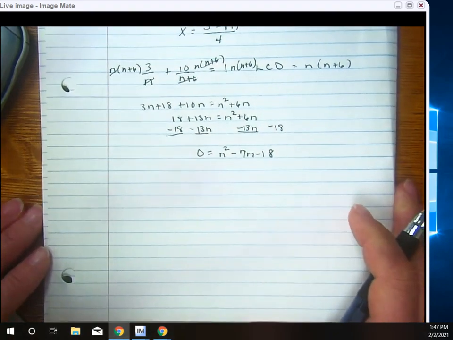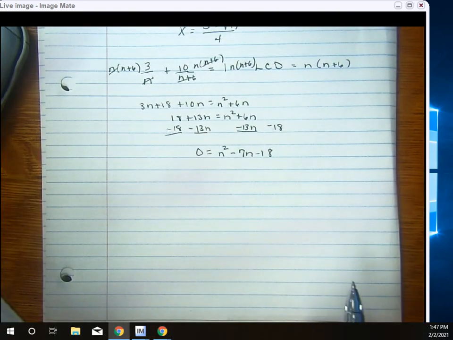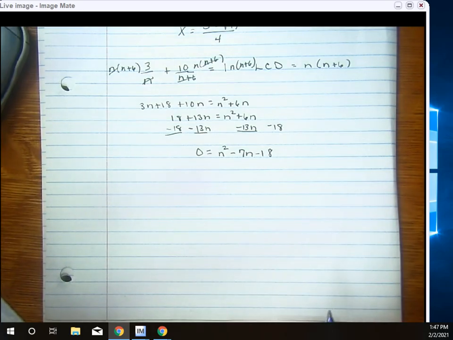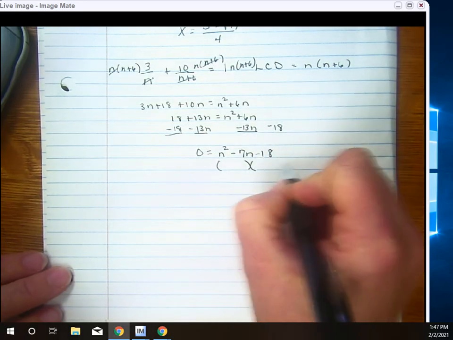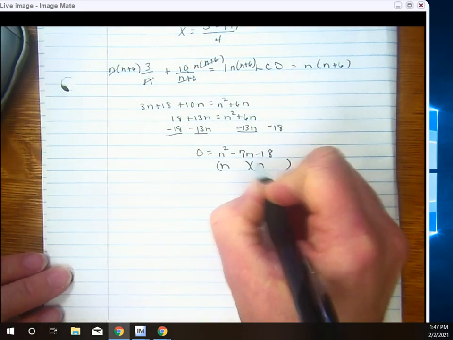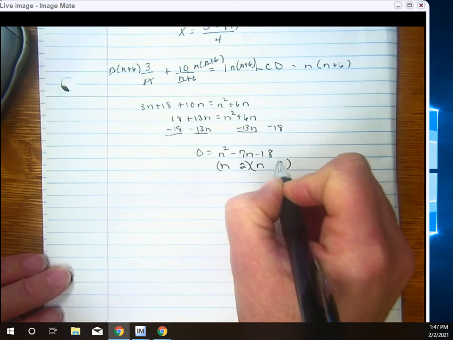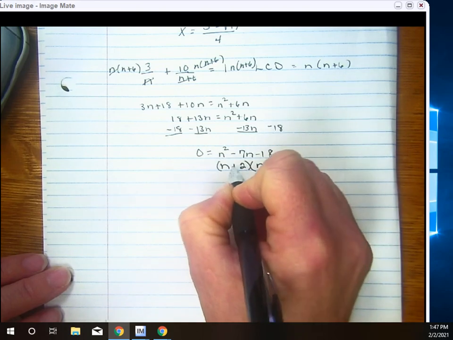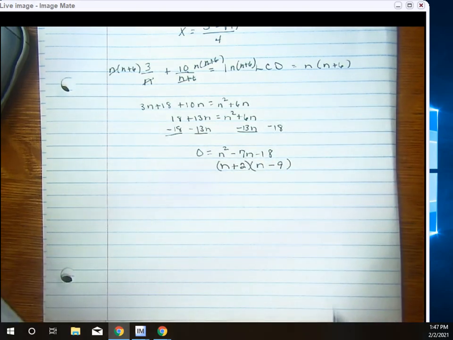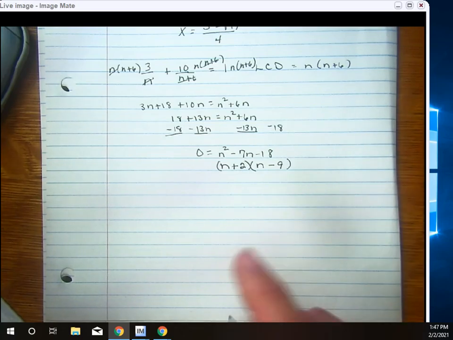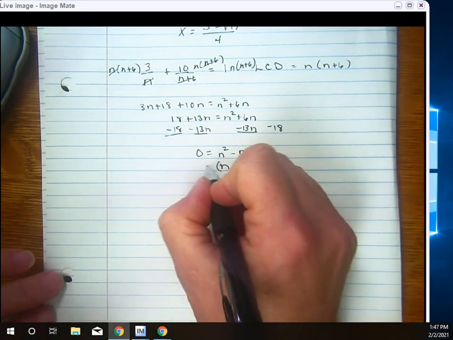Now this one we noticed pretty quick that factors of 18 that subtract to give you 7 are what? 9 and 2. N and n gives you n squared. 9 and 2 give you 18 and subtract to give you a 7. Remember the larger number takes the middle sign. Negative 9 plus 2 is a negative 7. Is there a question?